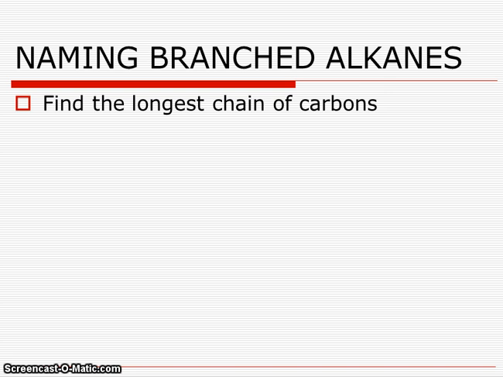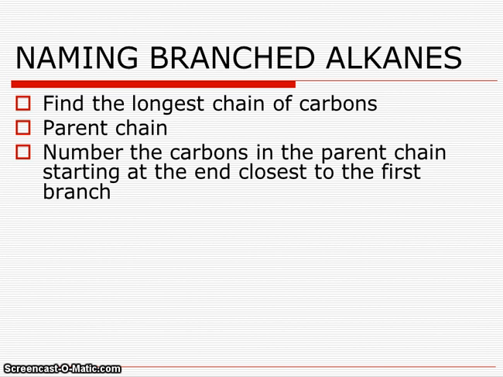The first thing we have to do is decide what the longest continuous chain of carbon atoms is. And sometimes that's straight across, sometimes it might zigzag through the molecule. That longest chain is referred to as our parent chain. And we would use the prefixes to stand for how many carbons are in that longest chain, or that parent chain. Next, we would number the carbon atoms, starting from the end closest to the first branch.